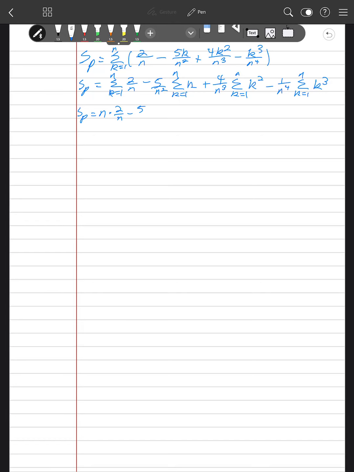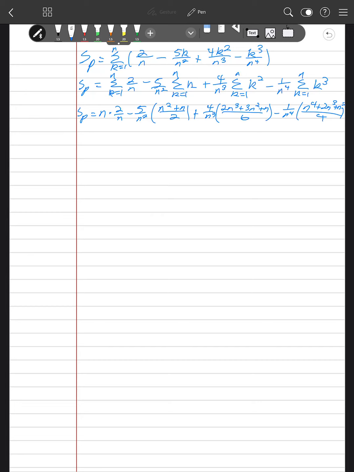In the second one, it's 5 over n squared times the rule for the first k elements, which is n squared plus n over 2. For the next one, it's 4 over n cubed times the rule for the first k squared elements, which is 2n cubed plus 3n squared plus n over 6. And for the last one, it's negative 1 over n to the 4th times the rule for the first k cubed elements, which is n to the 4th plus 2n cubed plus n squared over 4.